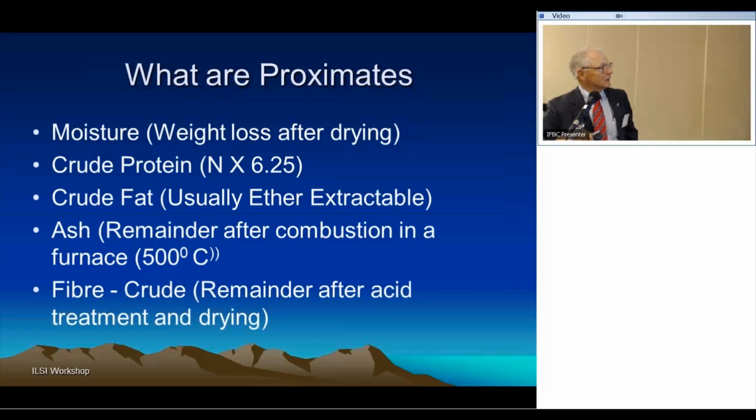Crude protein, nitrogen by 6.25, is generally what's used in the U.S. But 6.25 is a general number. It's not specific for any particular crop per se, and it's debatable, this figure. We haven't had any discussion on that here, but there are other figures that are used.